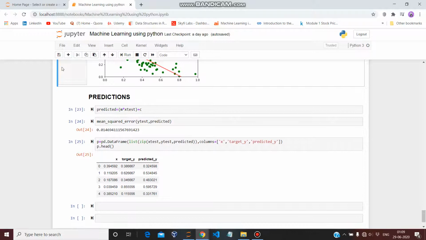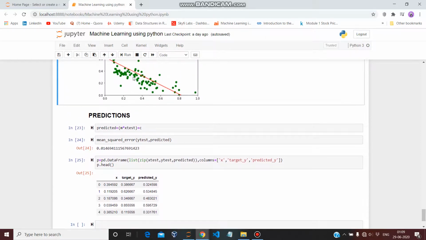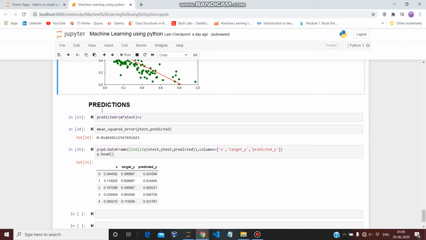And at last, this is our prediction. Here we have found the MSE, mean squared error. The choice of our error function totally depends on the data. Since we have continuous data here, we have used this regression loss function, that is, MSE, mean squared error.